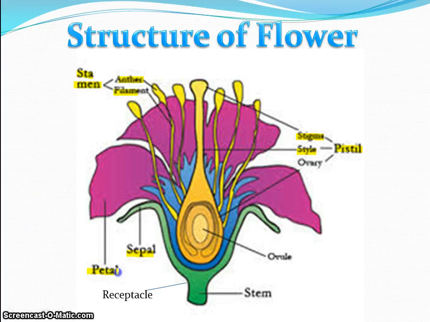The petals are typically brightly colored to attract different pollinators, and all pollinators can see different colors. So depending on what pollinator you want to attract, you would plant those colors in your particular garden.